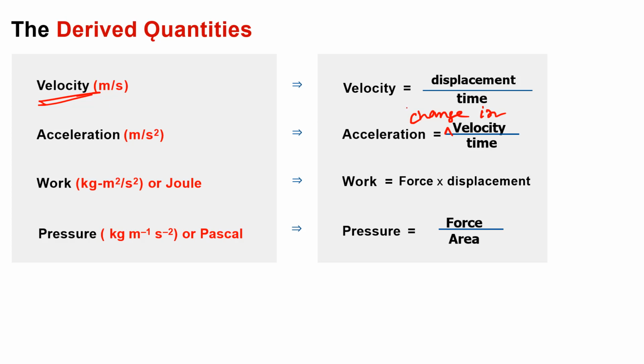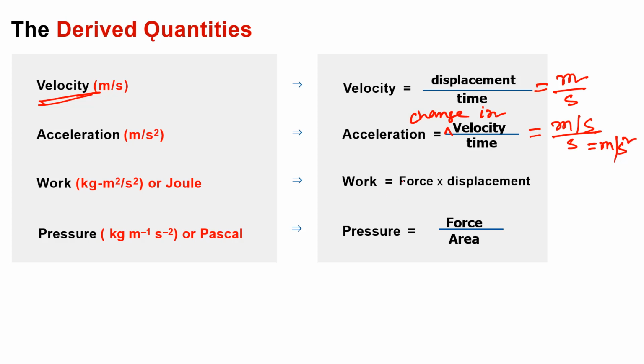In the case of velocity, it is represented as displacement by time. The SI unit of displacement is meter, and the SI unit of time is second. Acceleration is represented as change in velocity with respect to time. The unit of velocity is meter per second, divided by time, which has a unit of second. So finally we get the unit of acceleration as meter per second square.